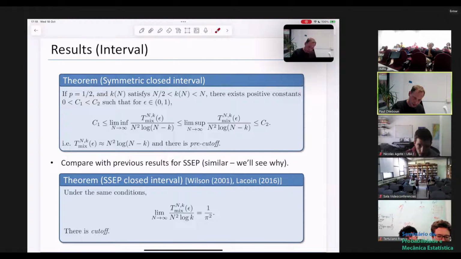You should compare this. It's not a coincidence that this looks a lot like the mixing time you get for the simple symmetric exclusion process on the interval, for which a similar result holds. Here we have k instead of the number of holes, but otherwise it's the same. There the constant is known, here we don't know the constant, and in that situation, cutoff has also been shown. But it essentially looks like the mixing time of the exclusion process.